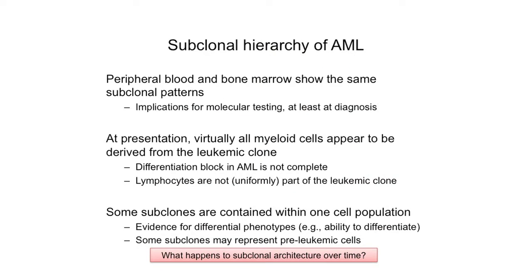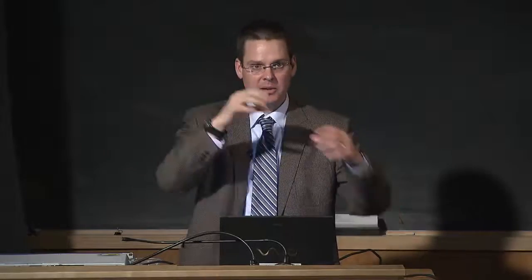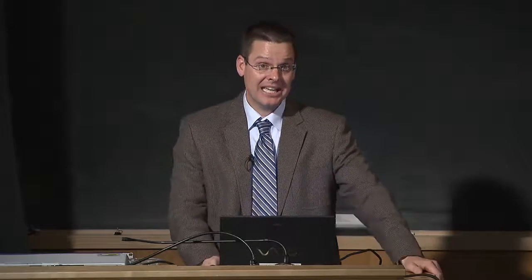In that presentation, in an AML patient, virtually all myeloid cells appear to be derived from the leukemic clone. And I think that has really significant biological implications for the heterogeneity of the hematopoietic stem cell compartment that gives rise to AML. There may be multiple cells, some of which comprise the majority of the leukemia, but others may be pre-leukemic and destined for relapse if they're not eradicated.